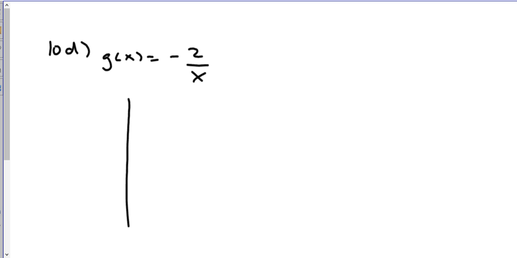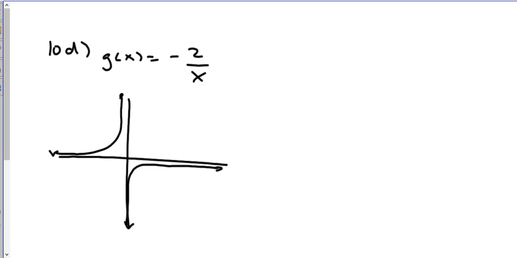I know it's a long tutorial, but hopefully this is helpful. 10g, g of x equals negative 2 over x. Once again, you graph this. Plug in negative values, so it's going to be positive, and you're going to have this. Then plug in positive values, that, negative. So that's what our graph's going to look like.